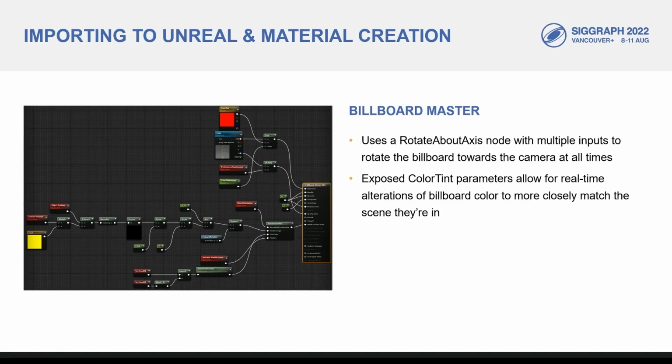Our billboard master material makes use of the billboard color map we created using iRay earlier, and also uses a rotate about axis node with multiple inputs plugged into the world position offset node that allows the billboard to constantly rotate towards the camera. So you're always seeing the full billboard, which is completely necessary when using a totally flat billboard rather than a collection of flat billboards. We also have an exposed color tint parameter that we can alter the tint of the billboard in real time based on scene lighting and things like that.